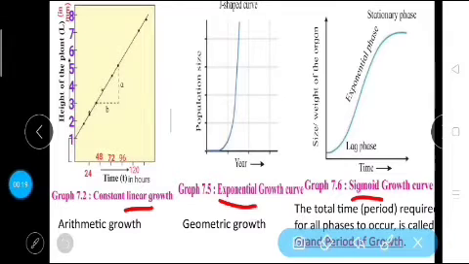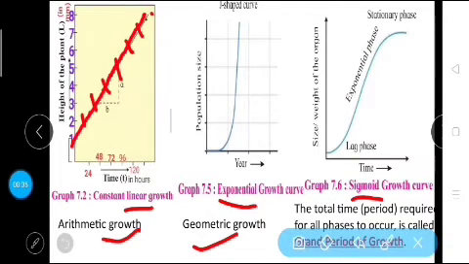Last time we studied arithmetic growth as well as geometric growth, where we have seen that arithmetic growth is represented by a linear graph. Linear graph means what? At a particular time interval, a constant number of cells are added in a plant body, so we get a linear graph. Okay, linear graph in arithmetic growth.